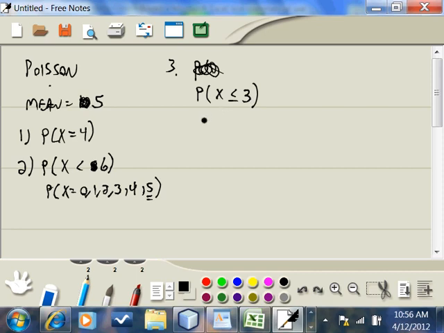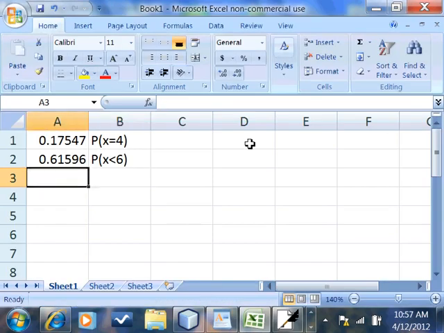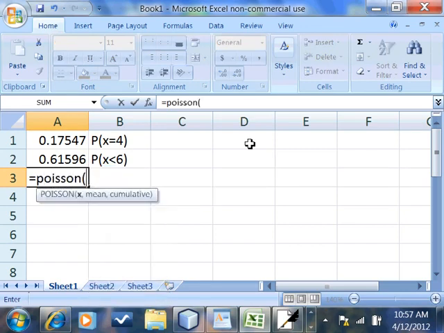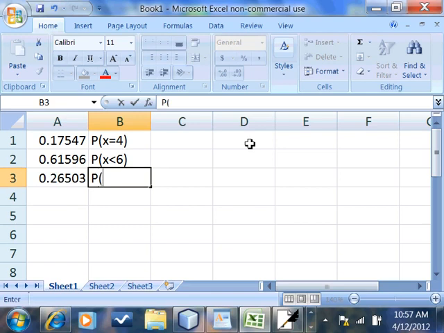Let's say the probability x is less than or equal to 3. That is 0, 1, 2, and 3. It includes 3 since it's less than or equal to. So again, our ending number going from 0 up to a number is 3. We're going to say equals Poisson, with the ending number 3. Our mean is still 5, and cumulative will add up all the probabilities from x equals 0, 1, 2, up to 3. This one's x is less than or equal to 3.